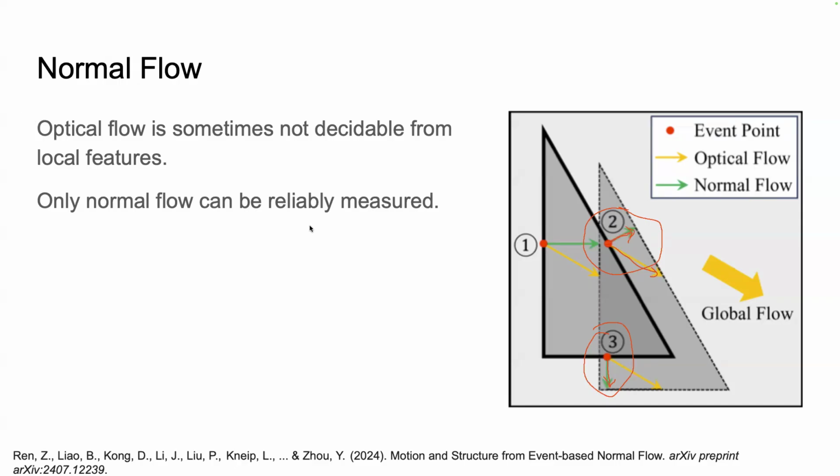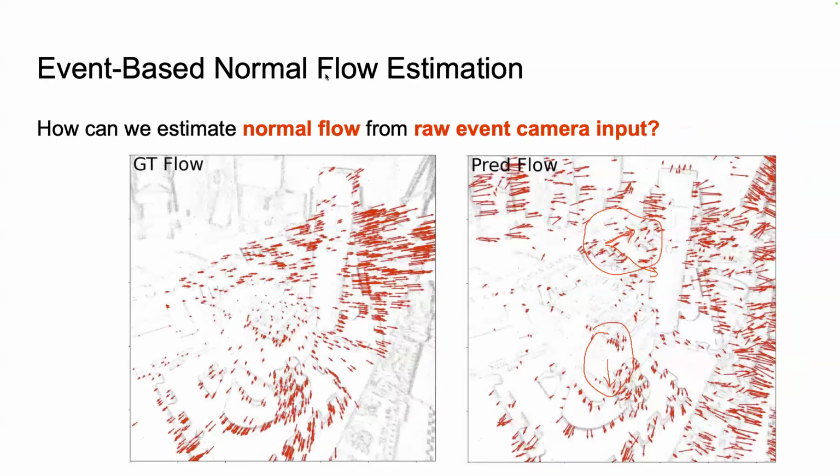So now this is how we define our problem. We want to use the event camera to predict normal flow. This is event-based normal flow estimation. Can we estimate normal flow from the raw event camera input like this? The ground truth optical flow looks like that, and here is a visualization of the predicted flow. So this is our problem definition: estimate normal flow from raw event camera inputs.